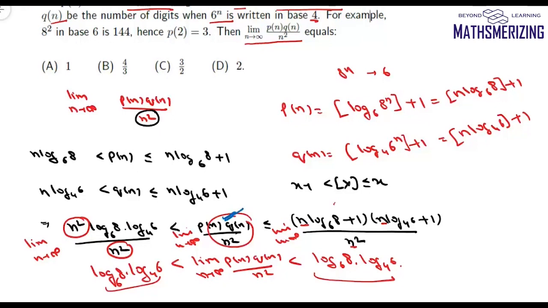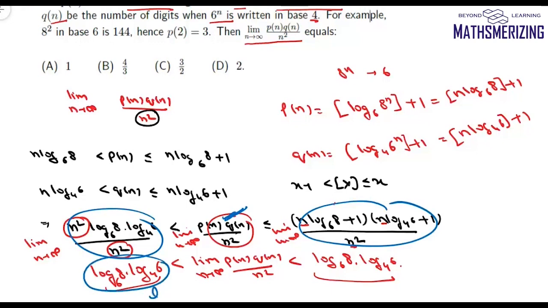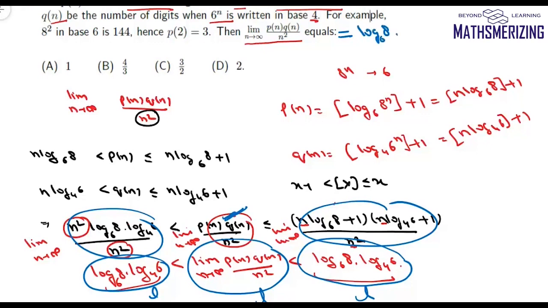Now the Sandwich theorem says if f(x) lies between g(x) and h(x), and if the limiting value of g(x) is L and the limiting value of h(x) is L, then the limiting value of f(x) is also L. So the value of this limit is equal to log 8 base 6 into log 6 base 4. I can write it as log 2 base 8 upon log 6 base 2, and here will be log 6 base 2 upon log 4 base 2. So it will cancel. 8 is 2 cube and 4 is 2 square. So the value of this limit is simply 3 by 2, and that's your option number C.